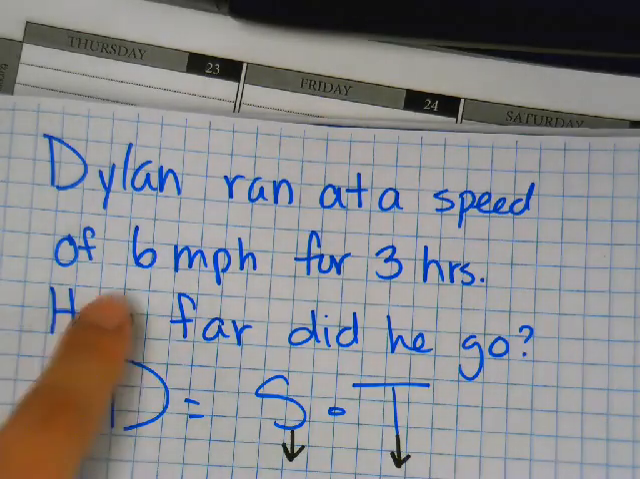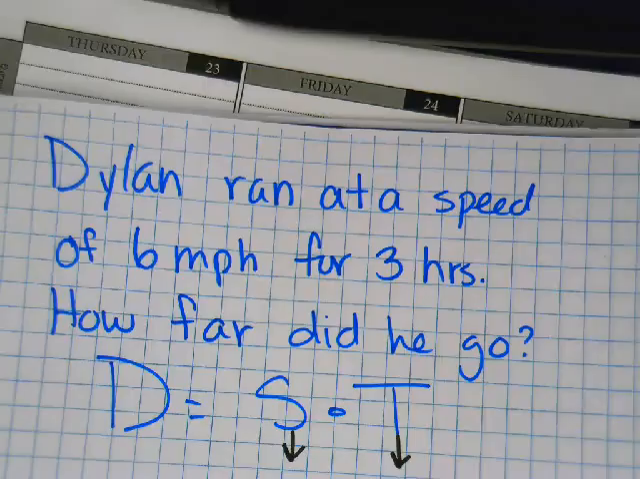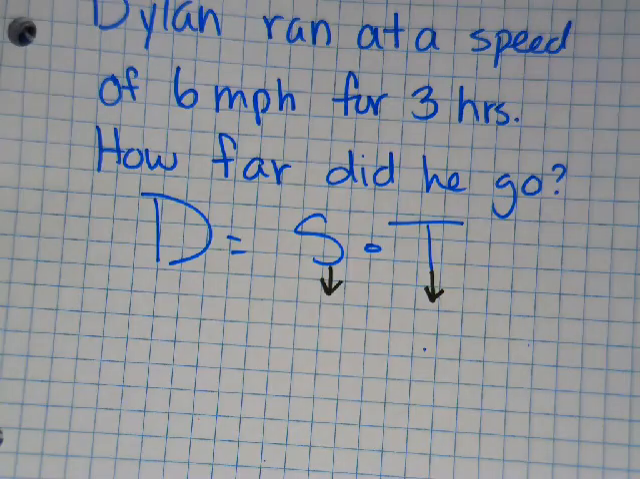So you got to read this whole thing. 6 miles per hour for 3 hours. Write it down. When you write 6 here, you don't just write 6. I want 6 miles per hour. You write the whole thing. I need to write the letters.